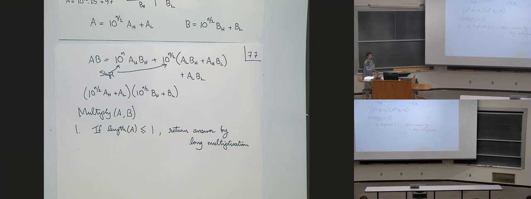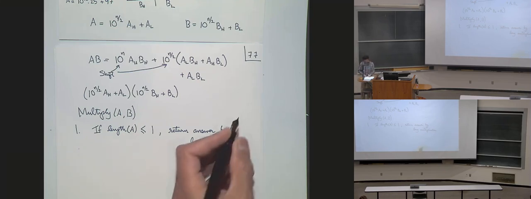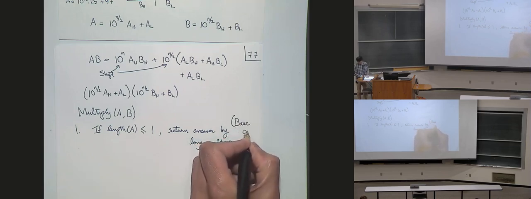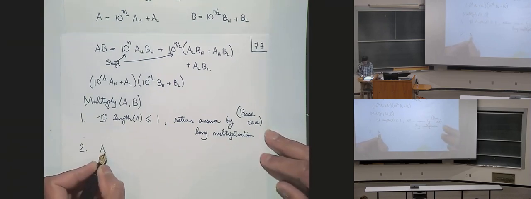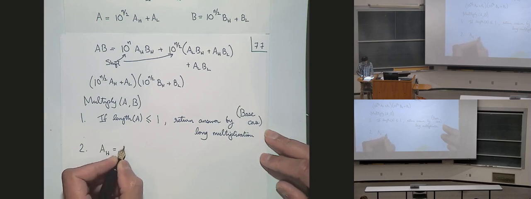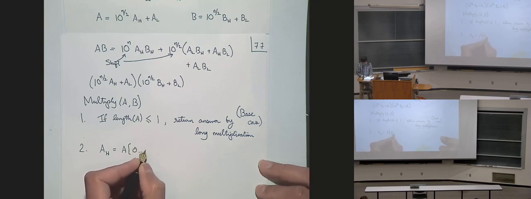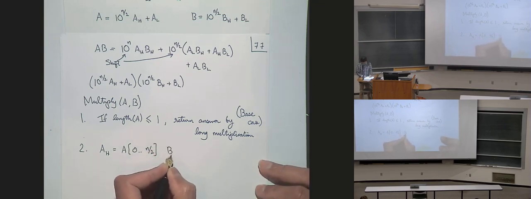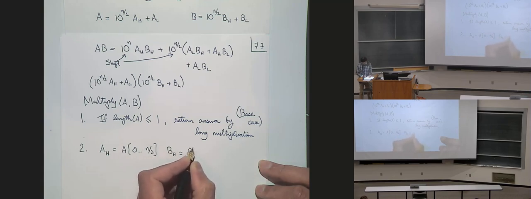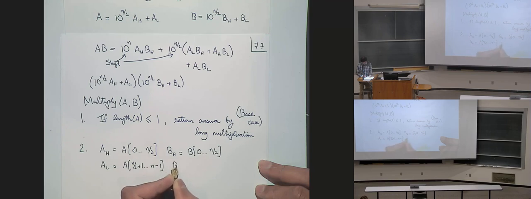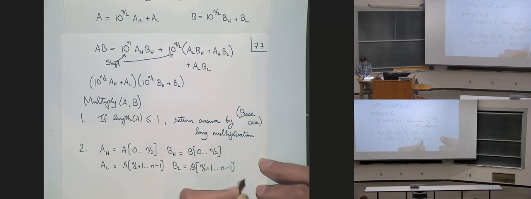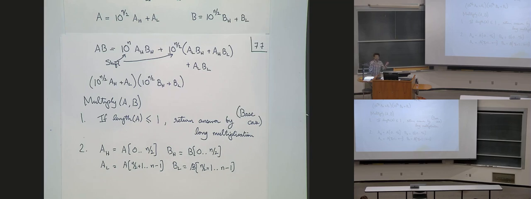Right? So if one of them is a one-digit number, just do long multiplication. It's fine. This is your base case now. Then we'll say, A high, thinking of this like a list, from 1 to n over 2. A low is n over 2 plus 1 to n minus 1. B low is n over 2 plus 1 to n minus 1. Right? So this is just splitting the way that you split for merge sort.